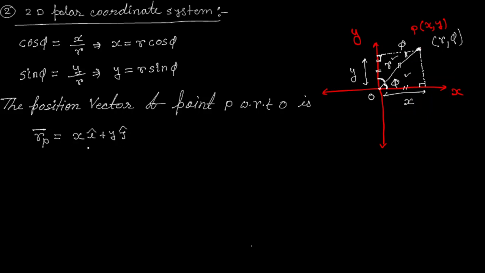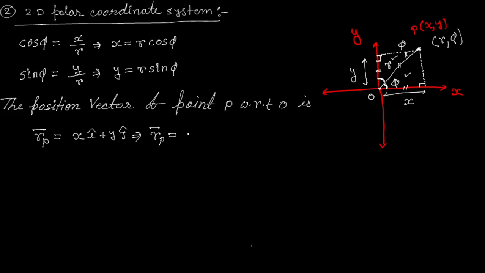Now we know the relations between x and y, and we have already written x in terms of r and phi, and also y in terms of r and phi. So we can replace this x and y in terms of r and phi. If we replace that, then what will we get? We'll get rp, the position vector of point P, in terms of the 2D polar coordinate system, that is, in terms of r and phi.